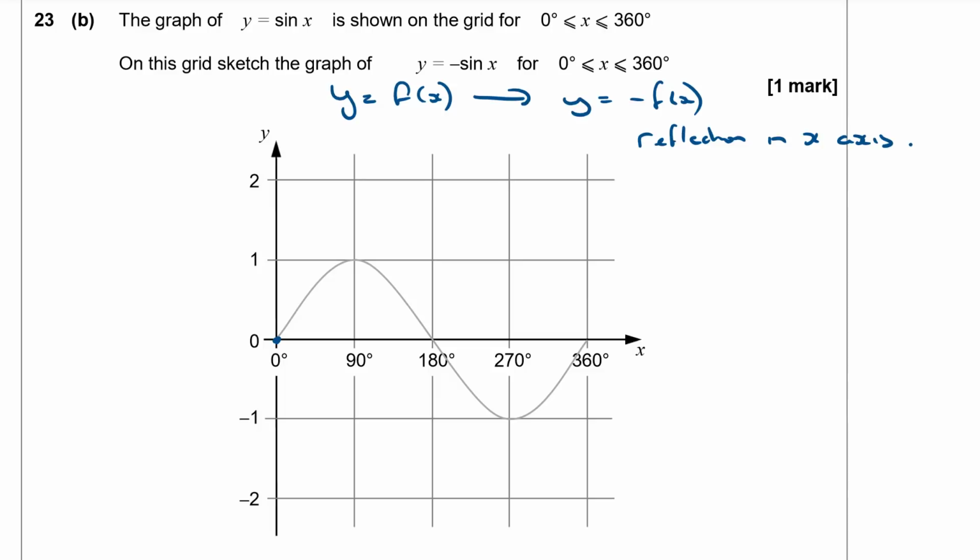So 0, 0, it's on the mirror line, so that's going to end up in the same place. This point at 90, 1, if I reflect it in the mirror line, which is the x-axis, it's going to end up down there. 180, 0 again is on the mirror line, so it stays where it is. 270, minus 1 is going to be reflected to the opposite side, up there, and then again this one is going to be untouched because it's on the mirror line.